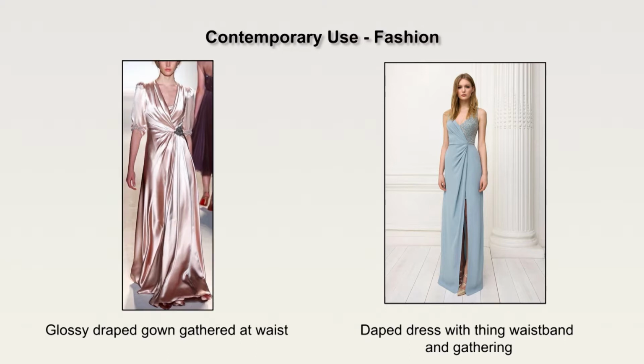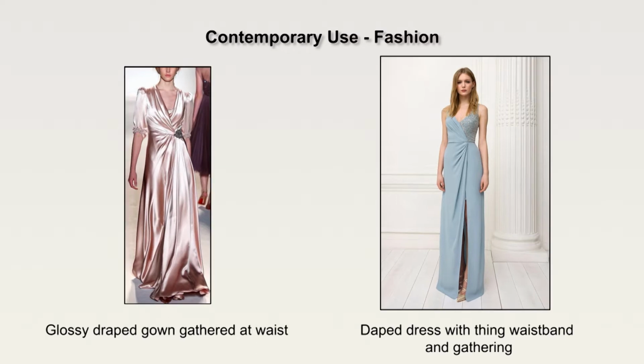A glossy drape gown gathered at the waist can be seen on the left. On the right is a pale blue drape dress with a thin waistband and gathering that is achieved through draping.